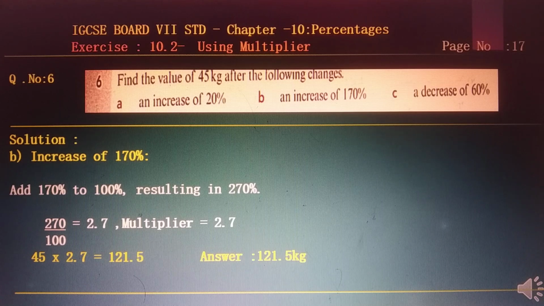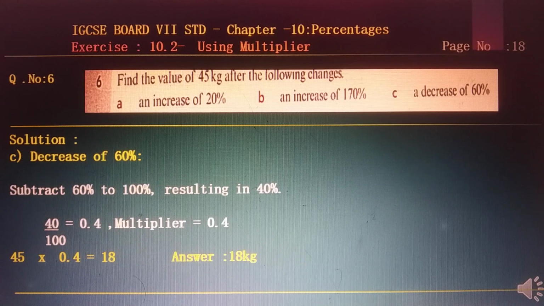And question number B, an increase of 170%. 170 plus 100, 270, we are getting multiplier 2.7. The 45 multiplied by 2.7, we are getting 121.5 kg. The same way for C, a decrease of 60%. Decrease means subtract the value from 100, resulting in 40%. 40% is multiplier 0.4, so 0.4 into 45 kg, we are getting answer 18 kg.